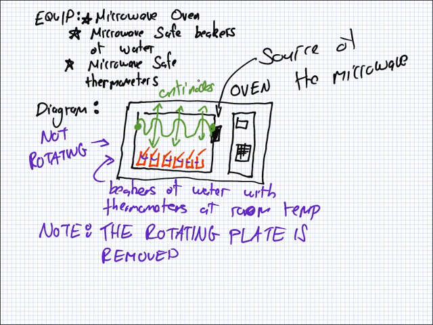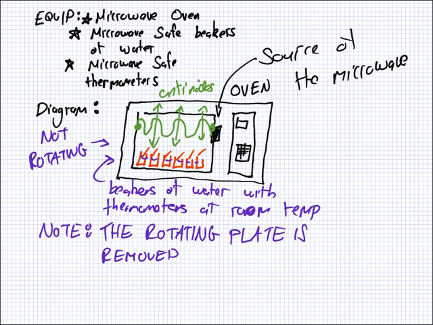However, what happens if your food is placed at a node? It doesn't get as hot. Where would the food get hottest? Underneath an antinode. If the food is under a node, it's not being hit. If it's underneath an antinode, it's getting smashed with the microwave. This is why your microwave oven has a rotating plate. It's to make sure the food spends some time underneath antinodes.